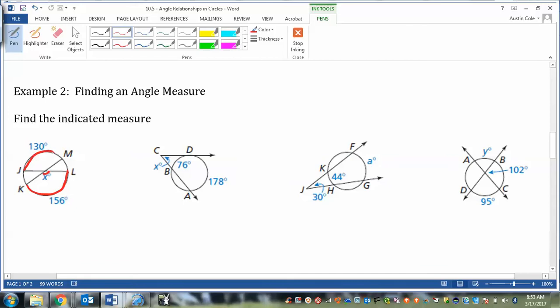156 and 130. So angle X, this angle, is going to equal 1/2, the average, and then we're going to add them together. 130 plus 156. So I'm going to take 130 plus 156, hit enter, and then times it by 0.5. And we get 143, don't we?